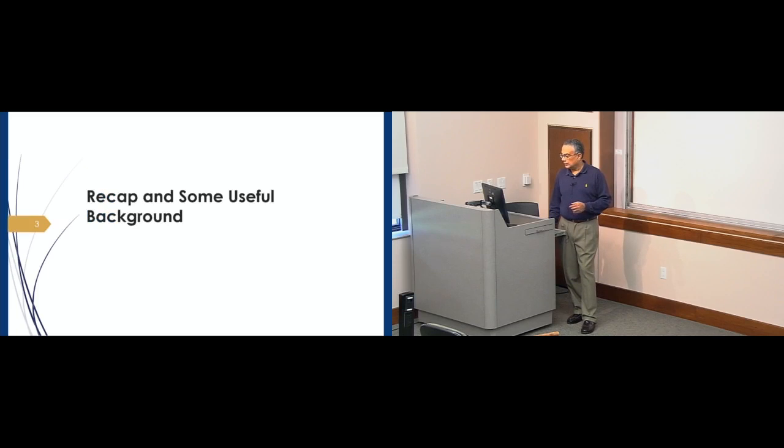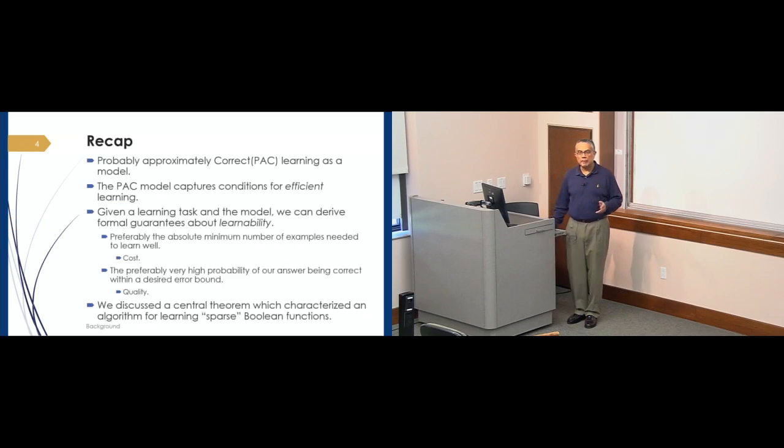So what's the background that we did? Well, we started out by talking about the PAC model, and this model had, if you look back at what we did, two key elements in it. One was a notion of quality captured through the parameter epsilon, and the other was a confidence with which you are able to assert that you are learning with that quality captured through the parameter delta.